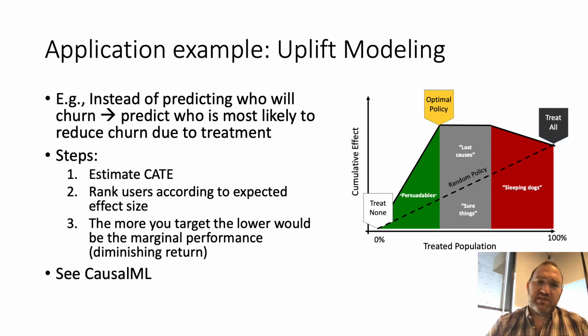Then we will start treating people for whom it doesn't really matter whether we treat them, because either they are a lost cause, they will churn anyway, or they are a sure thing, they will not churn anyway. And last but not least, if we increase our treatment population, we might even start to treat people who are called sleeping dogs, where if we treat them, the treatment effect will be negative, meaning they will be more likely to churn if we send them a message rather than not sending them anything at all. CausalML is one of the Python packages focused on this sub-problem of causality called uplift modeling.